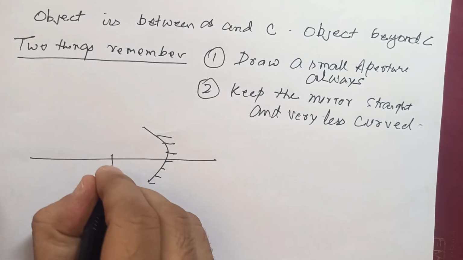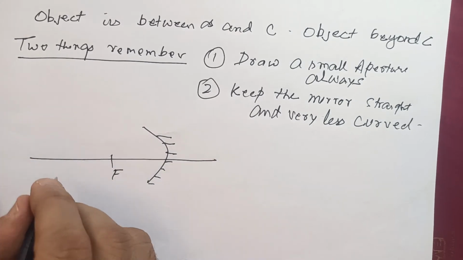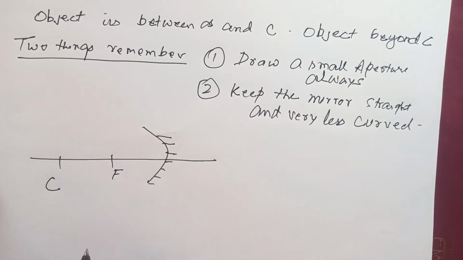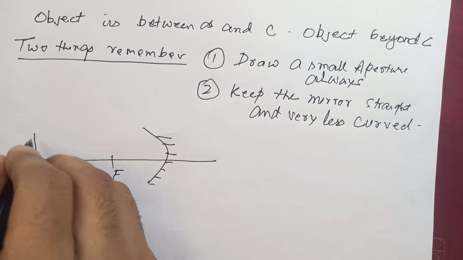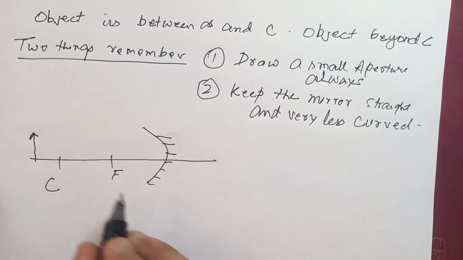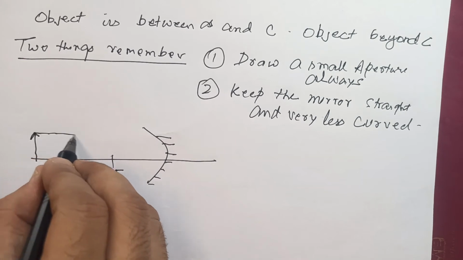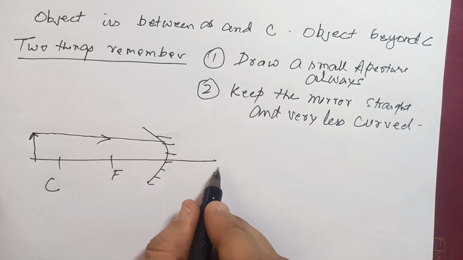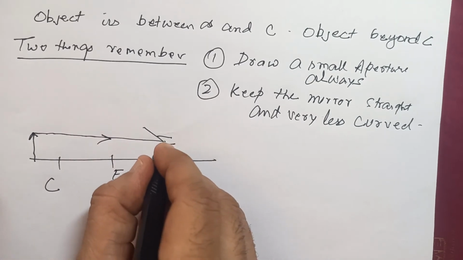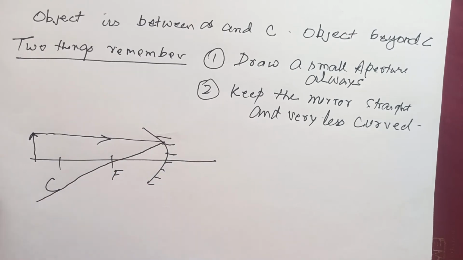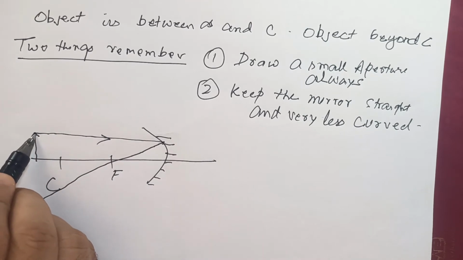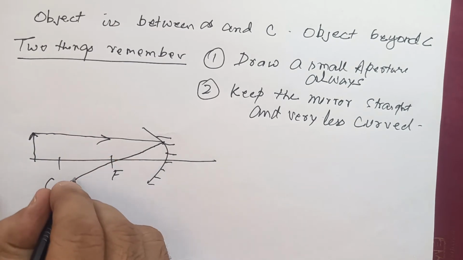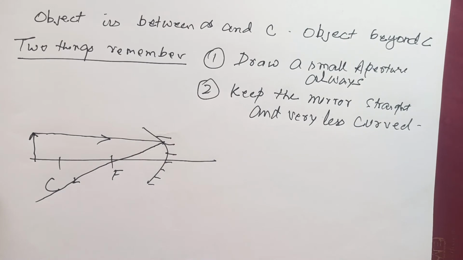Now let's quickly mark F, and C is somewhere here. Object is somewhere here. Now the ray is coming like this, it's coming parallel to the principal axis. So it will go through focus. Here after reflection it will go through focus.